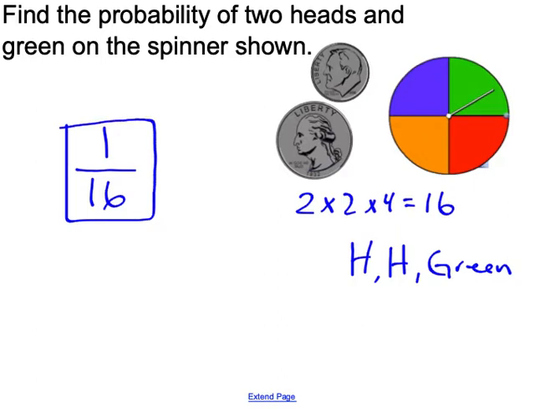Yeah, because you'd have heads, heads, green; heads, tails, green; tails, heads, green; and tails, tails, green. Those are all the ones with green. Everything else wouldn't have green in it. Now, of those that had green, only one of them was heads, heads, green. So this will be 1 out of 16.